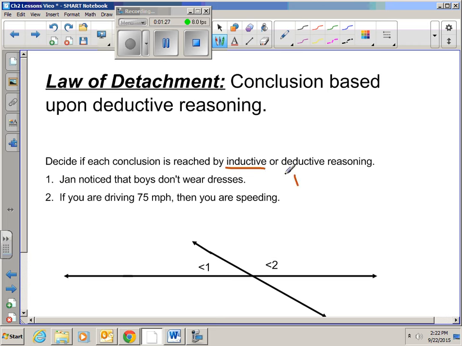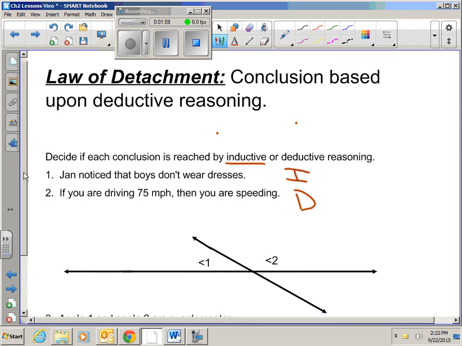Very good. That's inductive. Jan is just guessing that boys don't wear dresses by what she's seeing, by her observation. There is no rule or law, and certainly it's possible that we might find some boys who are wearing dresses. However, in the second one, if you are driving 75 miles per hour, then you are speeding. That is deductive logic, because there are actually laws written down that say if you're driving over a certain speed limit, then you are speeding.